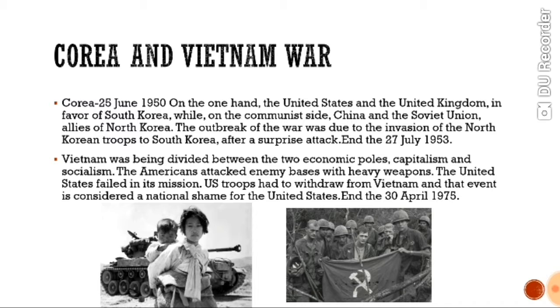The consequences were the peninsula divided into South Korea and North Korea, and the creation of the idea of using nuclear weapons. And the Vietnam War was an ideological difference between communism and capitalism, and its consequences included the use of Agent Orange, a chemical that led to bad effects for public health. The Korean War ended on 27th July 1953 and the Vietnam War ended on 30th April 1975.